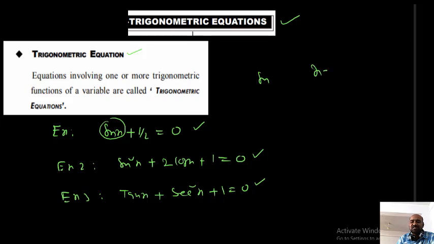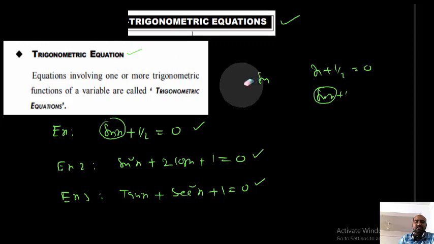Just like x plus 1 by 2 equals 0, what is the value of x? Like that, sin x plus 1 by 2 equals 0. So instead of a variable, we have trigonometrical functions. So sin x equals half, and we should find such x values.